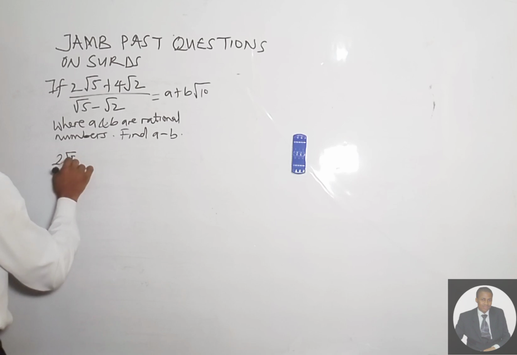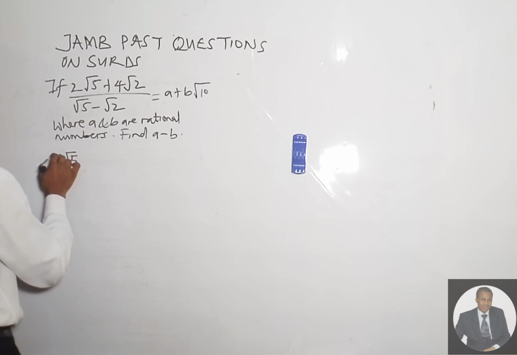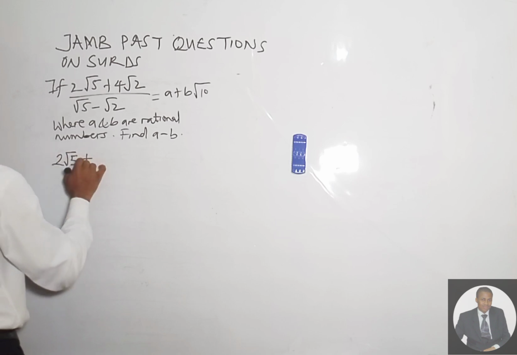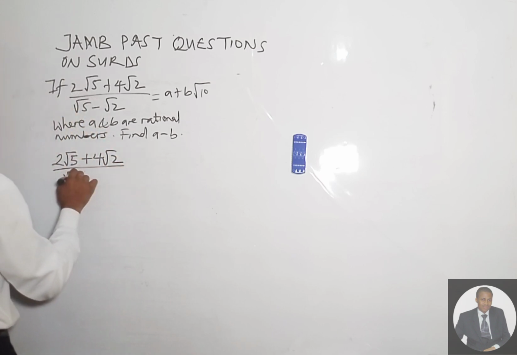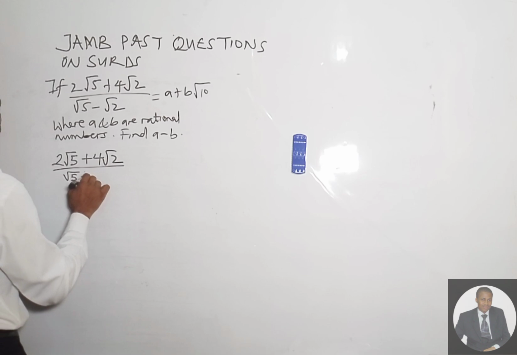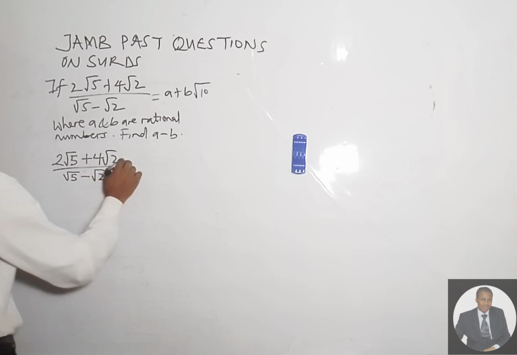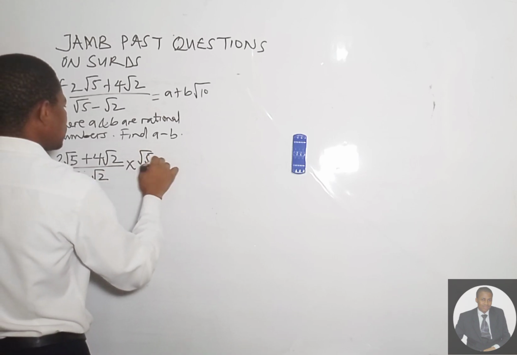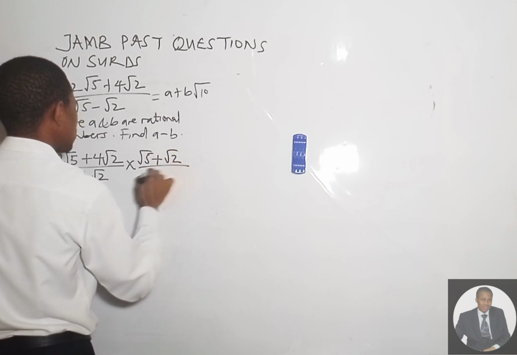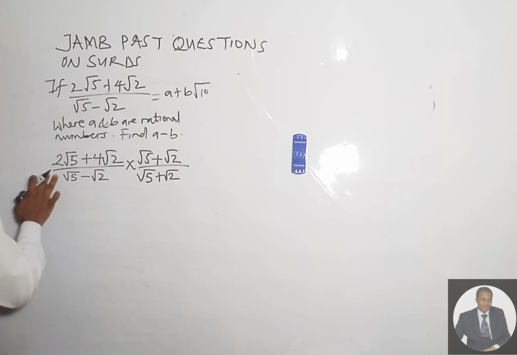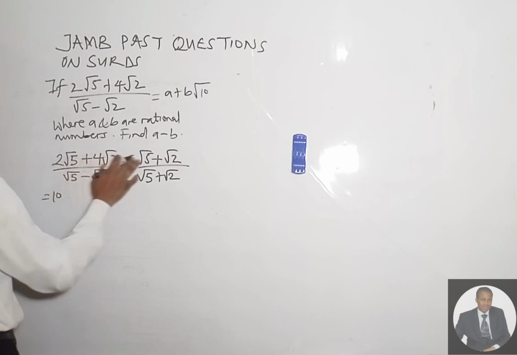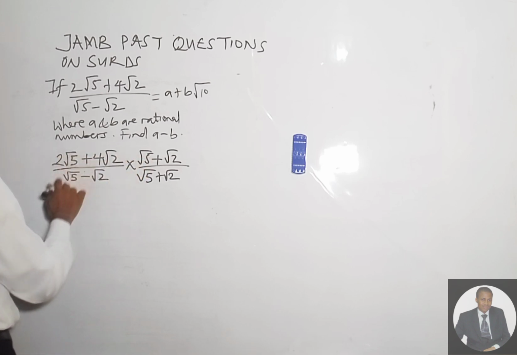2 root 5 plus 4 root 2 over root 5 minus root 2. So when we have a question like this, we just rationalize by multiplying both sides with the conjugate. That's root 5 plus root 2. 2 root 5 times root 5, that's 2 times 5 is 10.